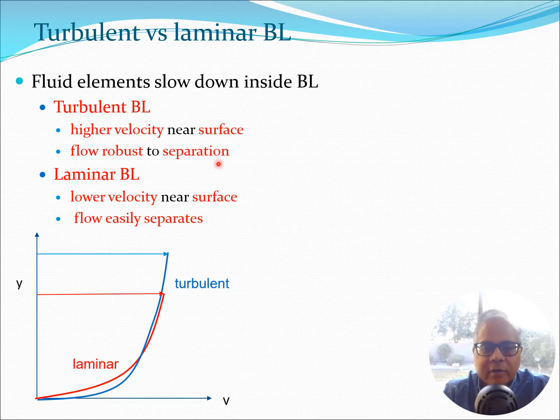So this is a somewhat counterintuitive concept which we learned from here: the turbulent boundary layer actually is robust to flow separation. In contrast, in the laminar boundary layer you have a lower velocity near the surface, and therefore your velocity is going to reduce further, and you are going to reach that zero velocity point and the flow reversal more quickly. So actually the laminar boundary layer is very sensitive, and if you have any kind of pressure gradient, it is likely to separate here.